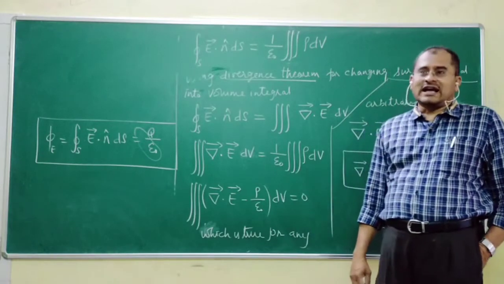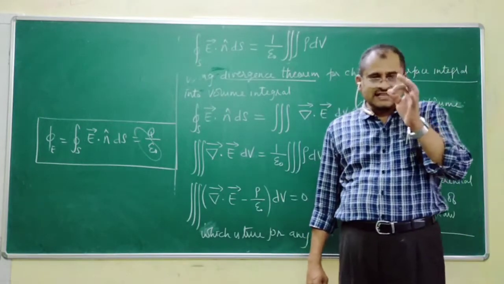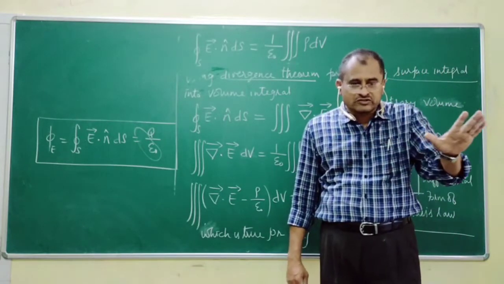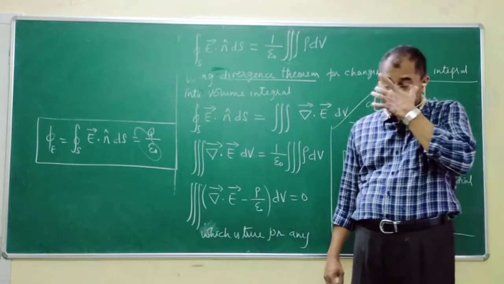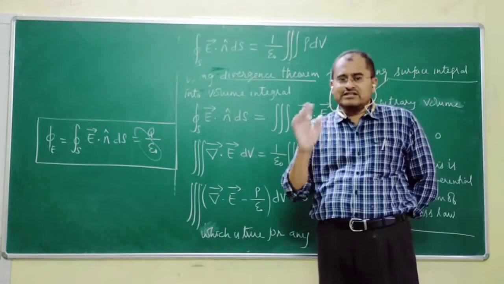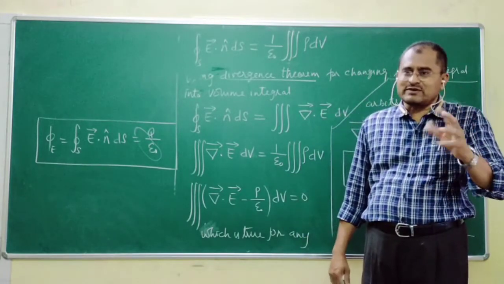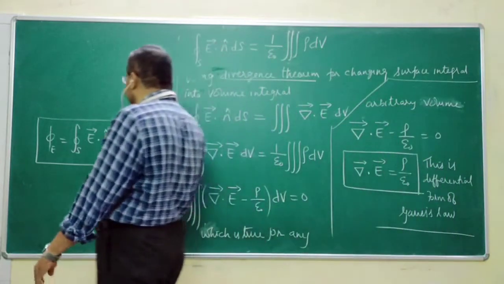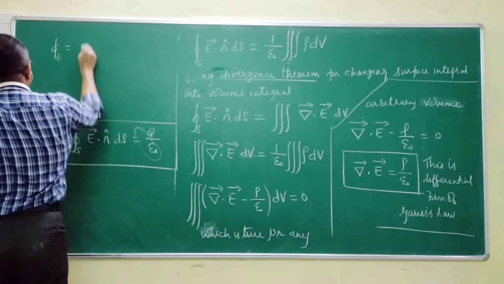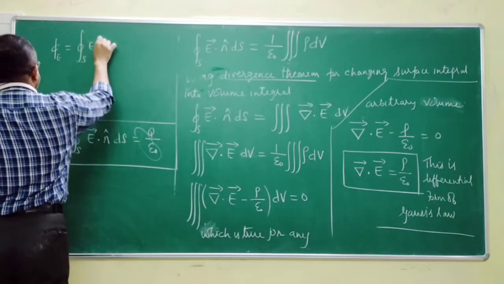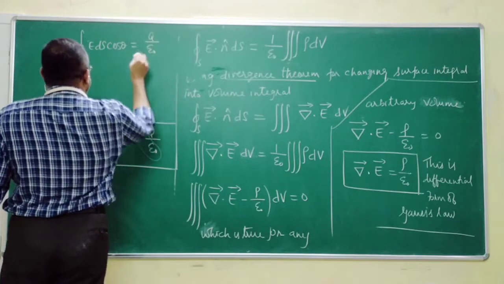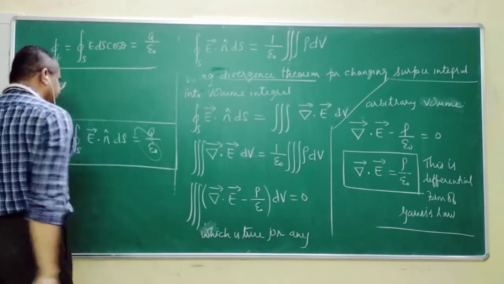The point I would like to highlight here is Gauss's law is always true but not always useful. I repeat it. Gauss's law is always true but not always useful. Let me write this expression like this. Phi E is equal to integral over the surface E dS cos theta is equal to Q by epsilon naught. This is also one and the same.